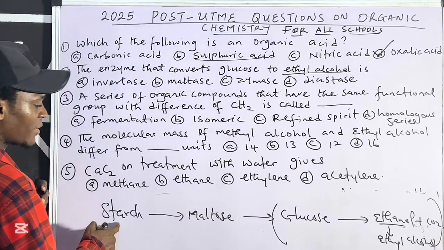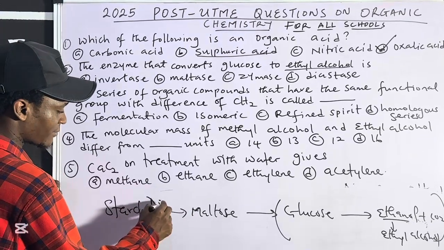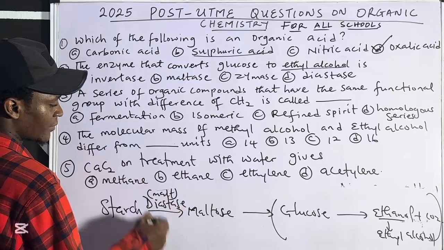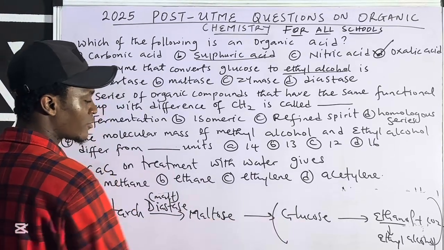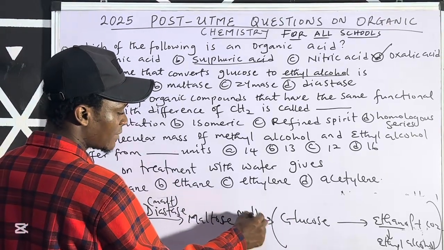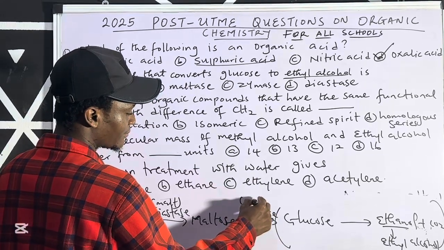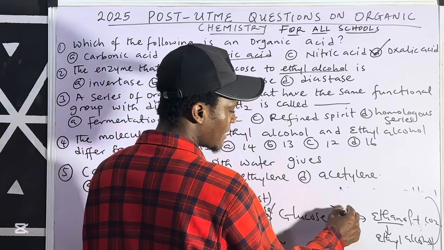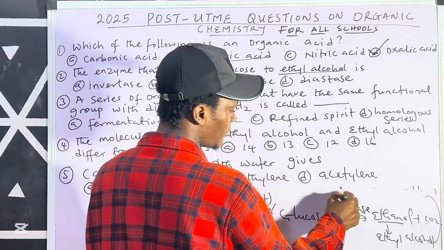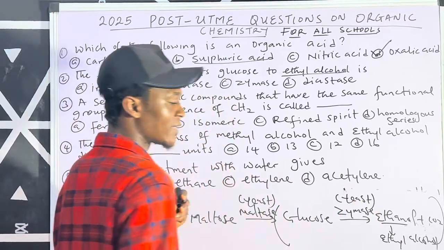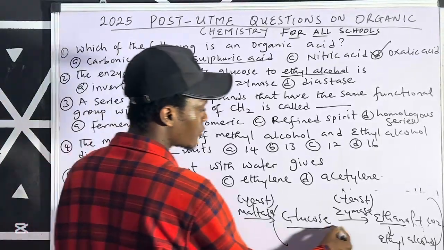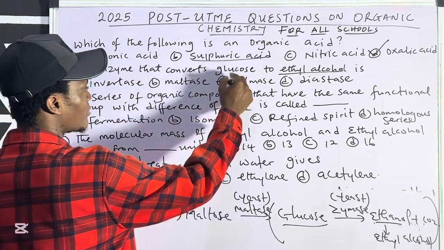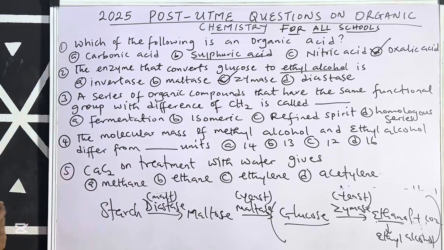Now, the enzyme that breaks down this guy to this is what? Diastase. And this diastase is supplied by malt. Then maltose will be broken down to glucose by maltase, and maltase is supplied by yeast. Then glucose will now be broken down to ethanol by zymase, and zymase is supplied by yeast. So we've obtained our answer now. What converts glucose to ethanol is what they asked us. And of course, it is what? Zymase, which is option C, the correct answer there.